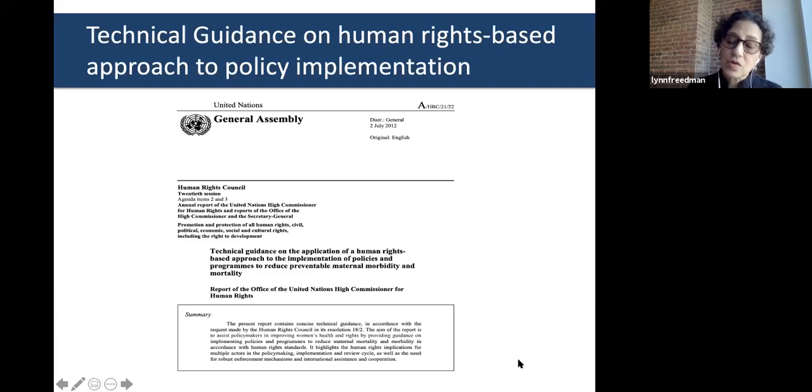So this is why, for example, despite the fact that the right to survive pregnancy, to reduce preventable maternal mortality and morbidity, has been acknowledged in human rights law for many years as a right, the High Commissioner of Human Rights and the Human Rights Council recognized that there was a need for fairly elaborate technical guidance on how a rights-based approach to such policies and the implementation of them should work, that a simple statement was never going to be enough to ensure that the right was either implemented or enjoyed.